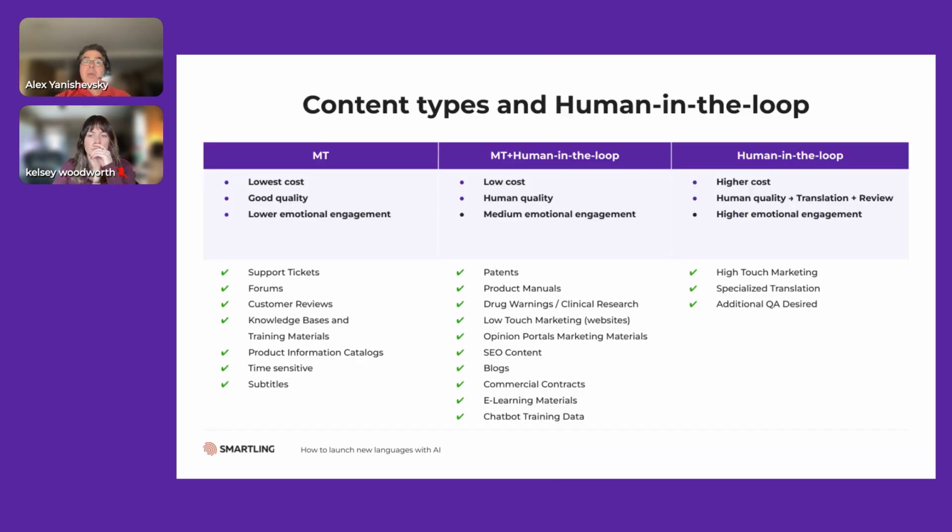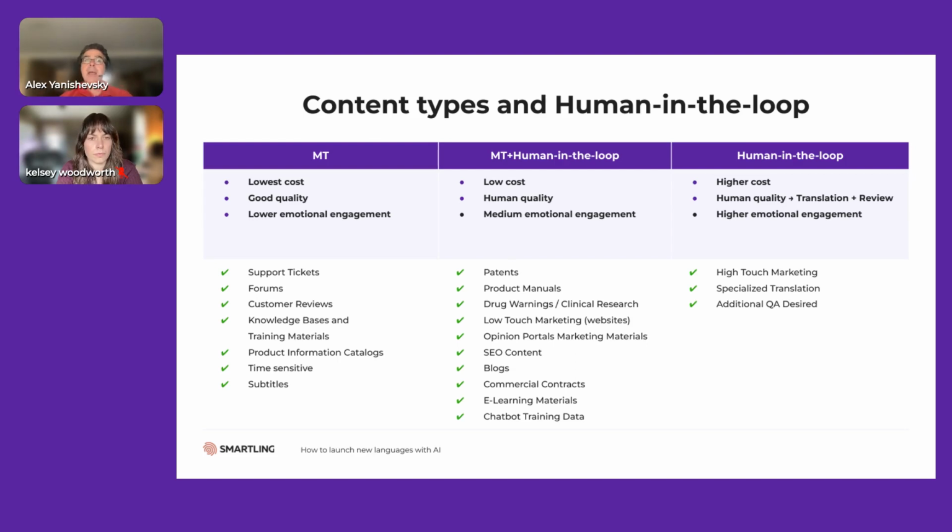So when we talk about content types and humans in the loop, the way we see this is as three distinct buckets, going from left to right. On the left, think of just machine translation. We'll get to the question in a moment of whether we do it through neural networks or LLMs, but just the act of pure machine translation happens very, very quickly, and the quality is very, very good. There's no human in the loop here, no language copilot. This is typically content that has lower emotional engagement, such as support tickets, forums, customer reviews, knowledge bases, training materials, where if you don't get the correct synonym, it's perfectly okay because it just needs to be actionable.